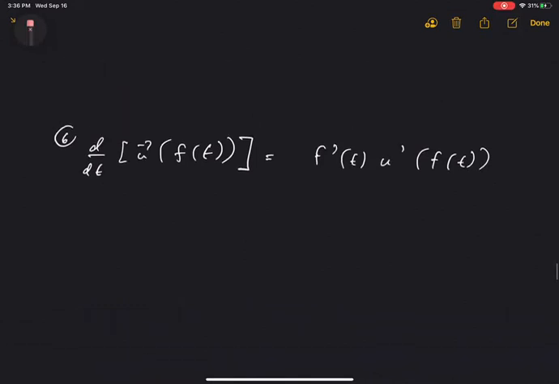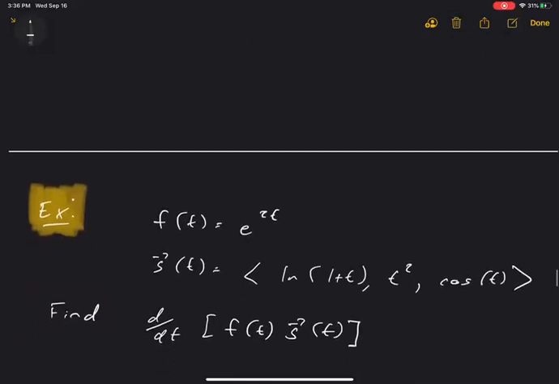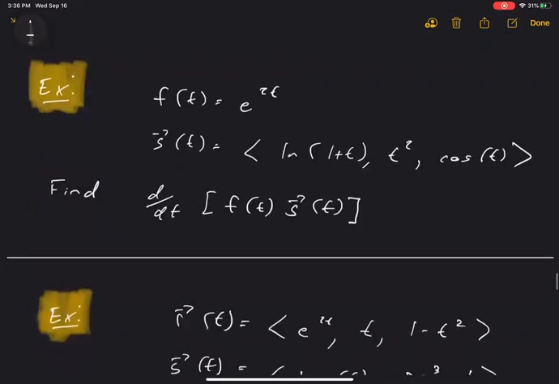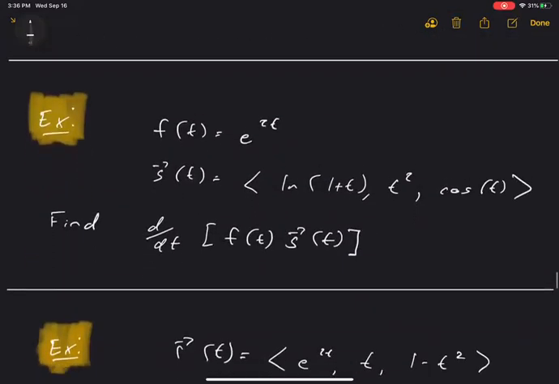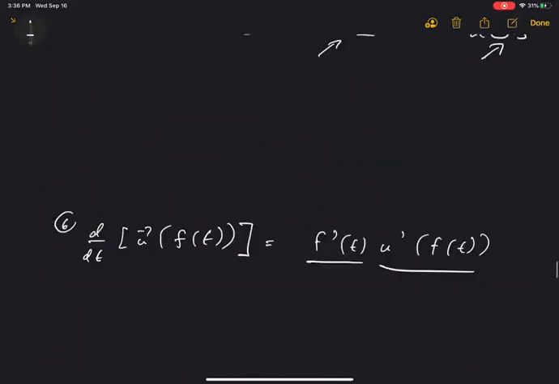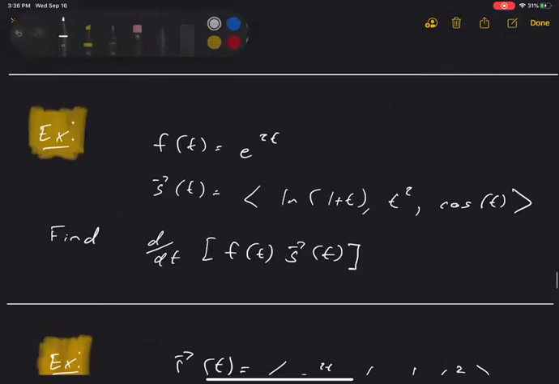So the derivative of u of f of t is f prime of t times u prime of f of t. This is a product rule example. We have a couple of product rule examples, so let's do some of those, and then let's see if we can come up with a chain rule example.